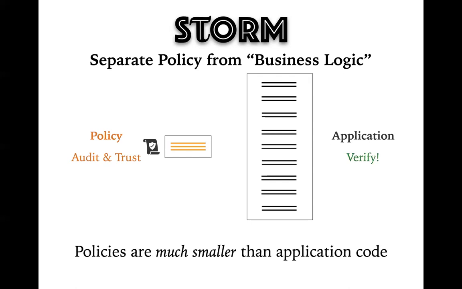The reason we want to do this is that these policies should be much, much smaller than the application code. I don't want you to have to understand the thousands of lines of the application in order to know whether or not your code is good or bad. I just want you to be able to trust and audit this tiny, much smaller policy code.